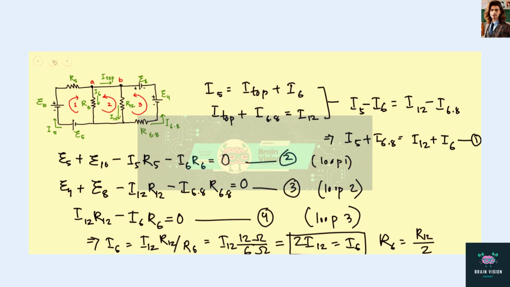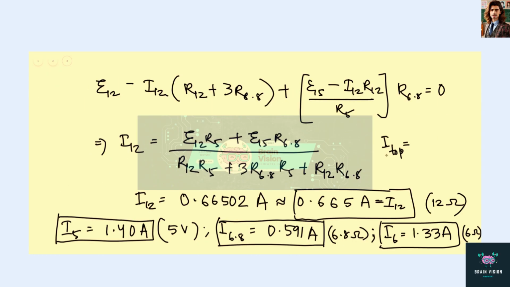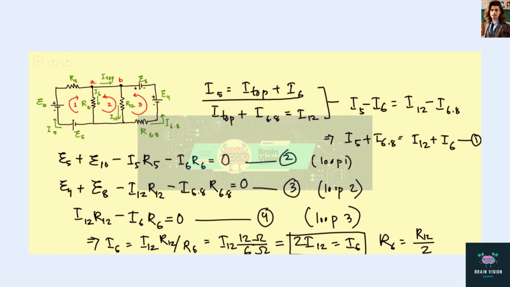So I top is basically, let's use this equation. I top is I5 minus I6. So I5 is 1.4 amperes and I6 is 1.33 amperes. So this should be equal to 0.07 ampere. So this is the current flowing through this region from A to B.